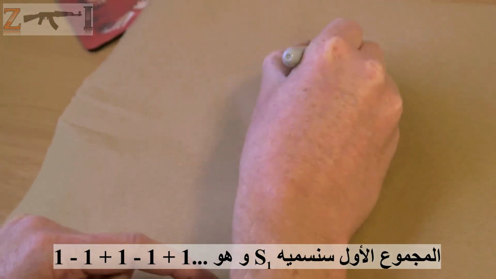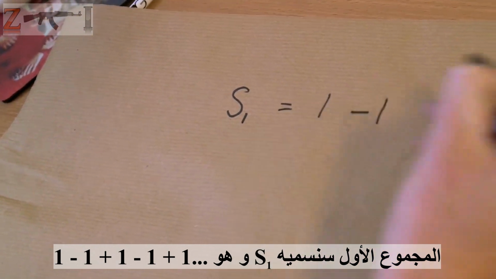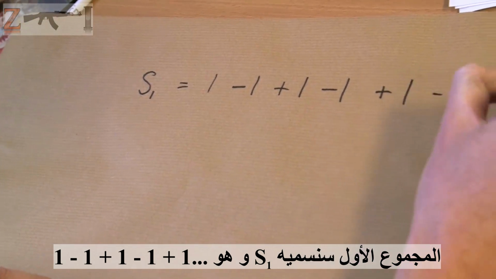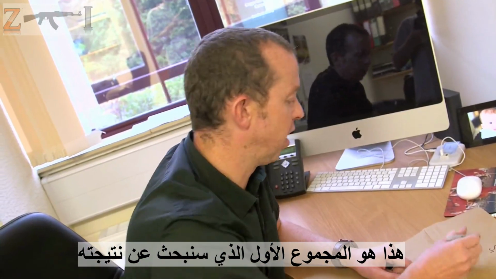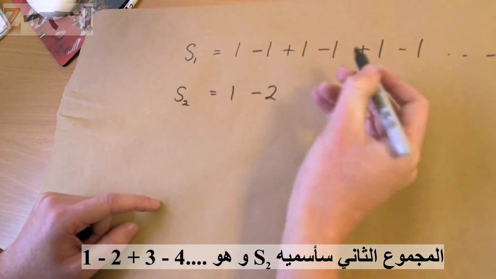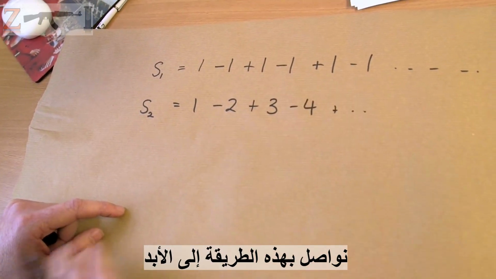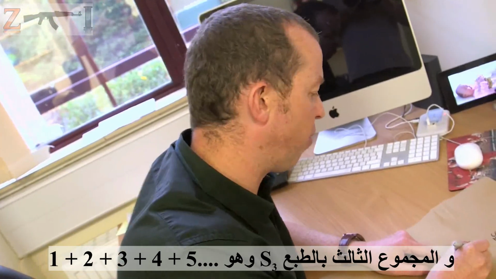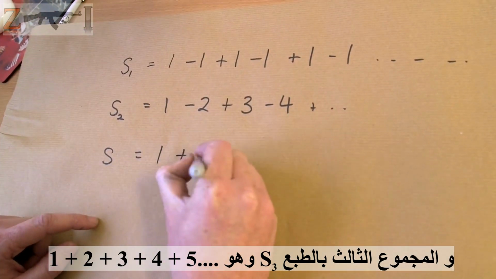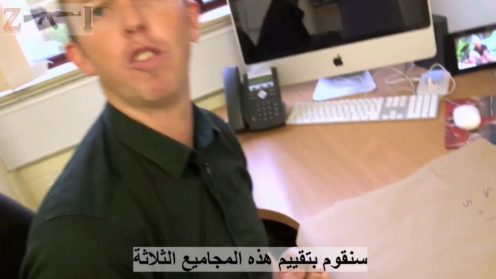The first sum that I want to look at, I'm going to call it S1, and it's 1 minus 1 plus 1 minus 1 plus 1 minus 1, and so on. The second sum I'm going to look at is 1 minus 2 plus 3 minus 4, and so on. Carry on in that process all the way up. And the third one is, of course, going to be the one that we're really interested in, which is 1 plus 2 plus 3 plus 4, and so on. So we're going to evaluate all these three different sums.